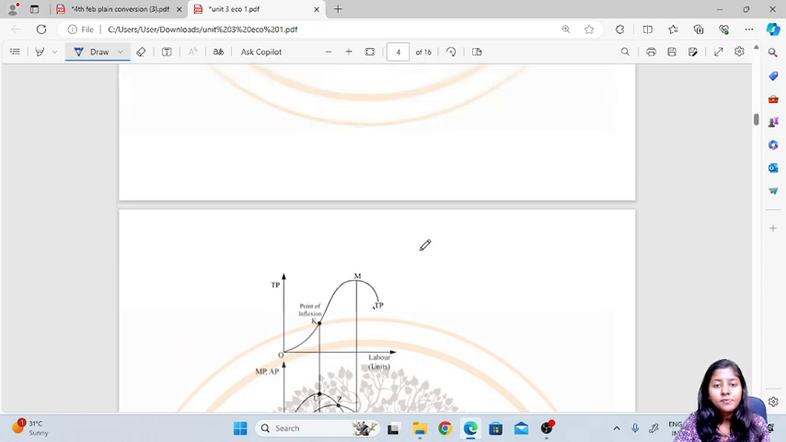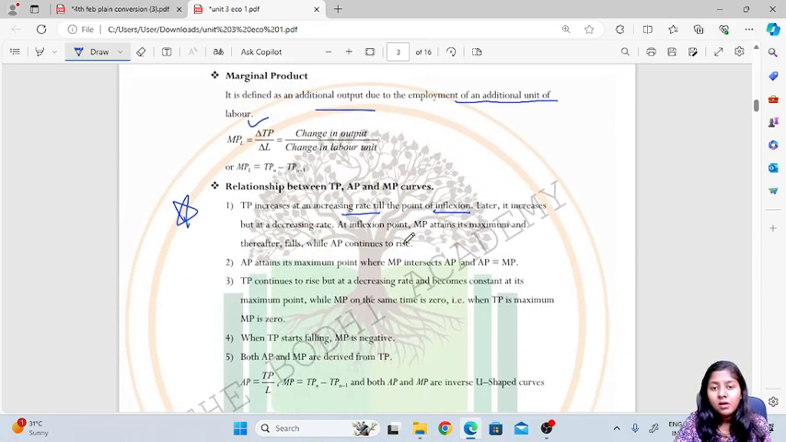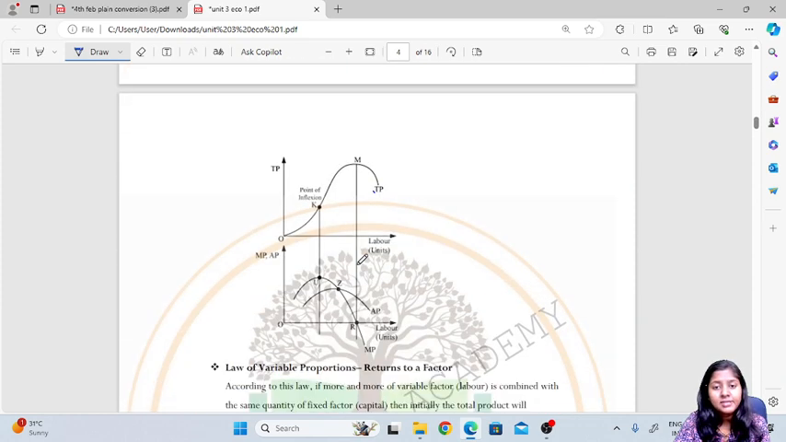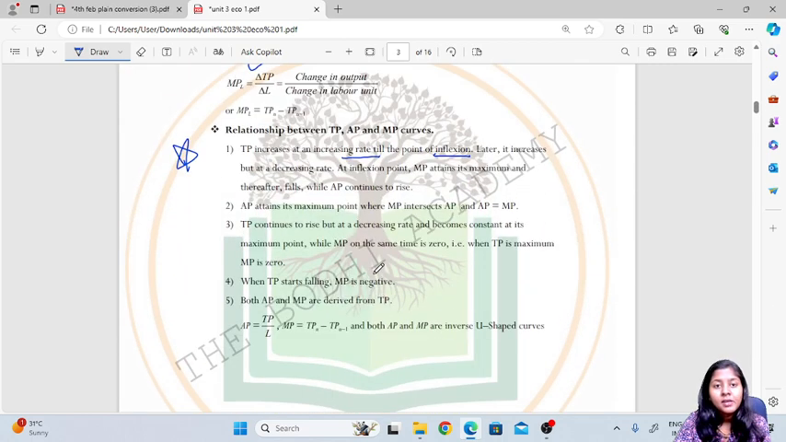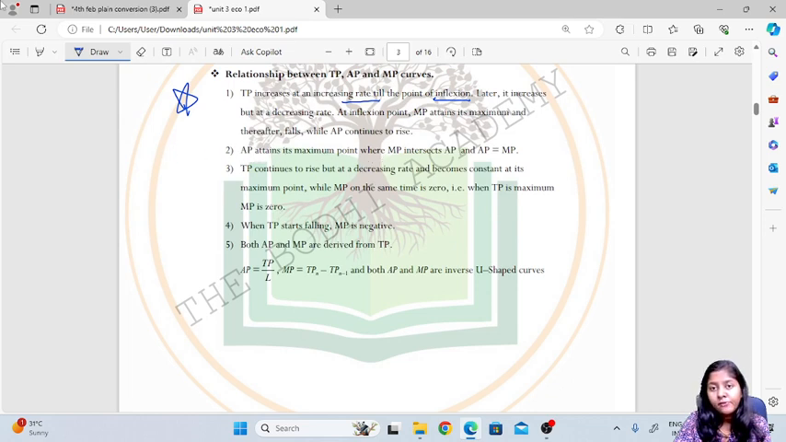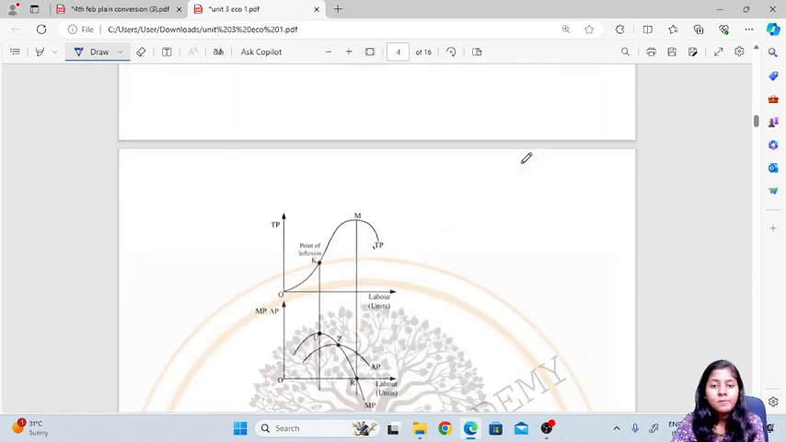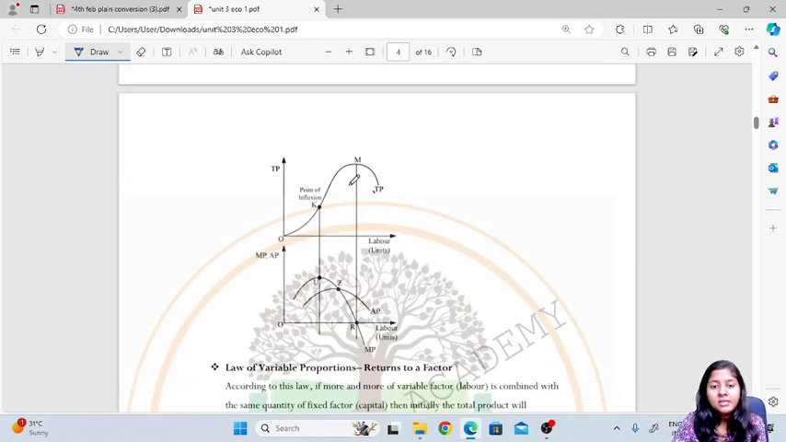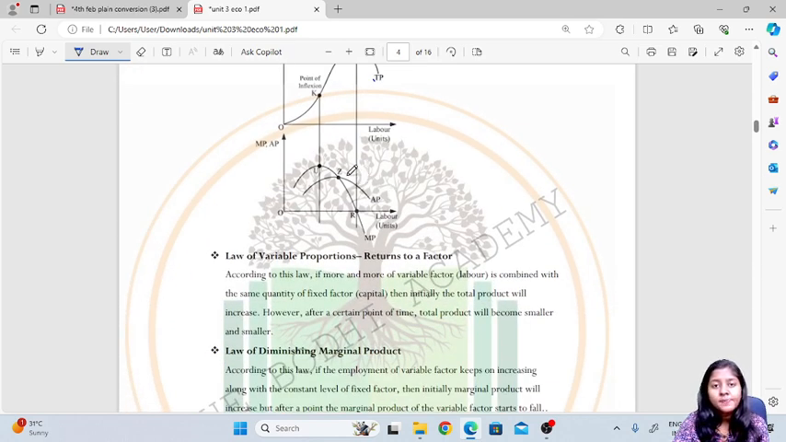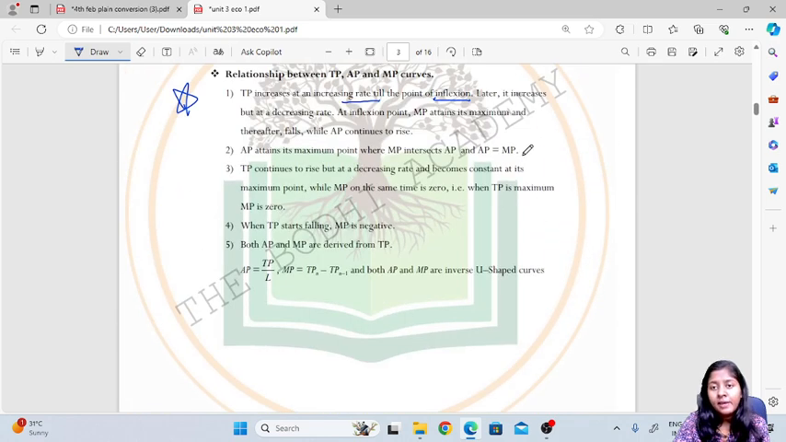Here marginal product attains its maximum and then falls while AP continues to rise. We can see that when AP continues to rise over here, MP is declining. If we look at the second diagram, AP attains its maximum point where MP, that is marginal product, intersects AP. So AP is equal to MP. We can see that AP attains its maximum at this point. So AP is equal to MP.